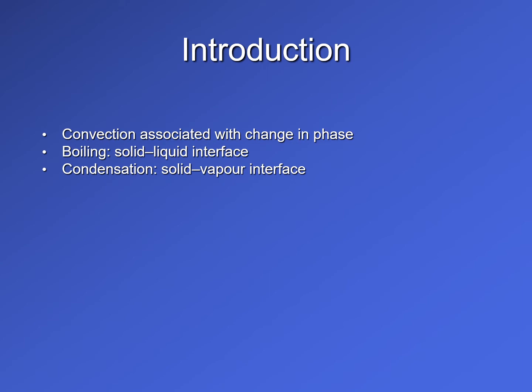So the change in phase can be boiling. Boiling occurs typically at a solid liquid interface. The solid would get heated up above the saturation temperature, and the liquid contacting the solid would then start boiling, that is converting to vapor phase. We can also have condensation, which happens typically at a solid vapor interface, where a solid which is below the boiling point results in the vapor condensing into a liquid on the surface of the solid.